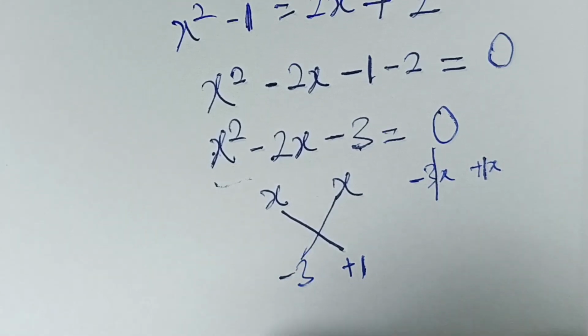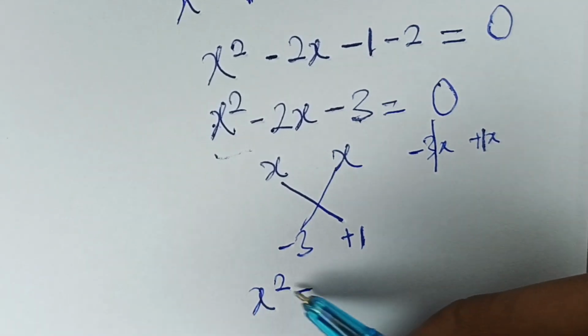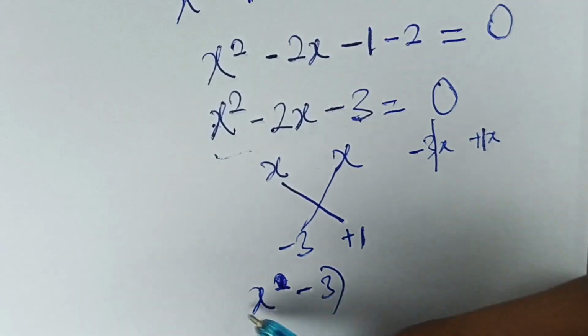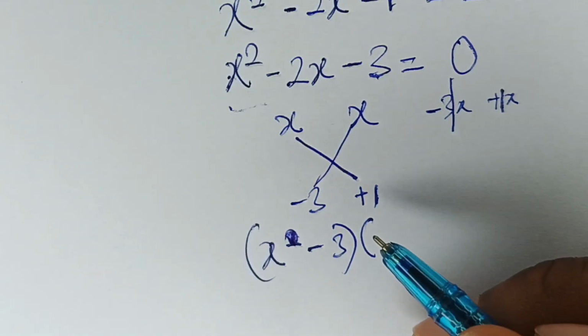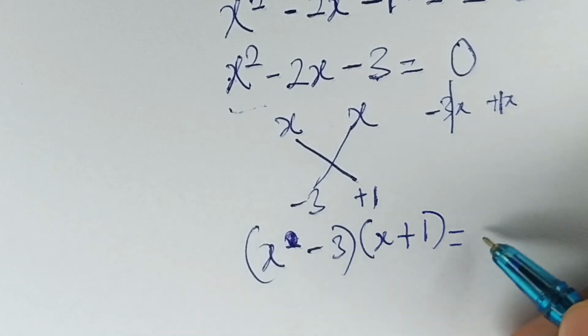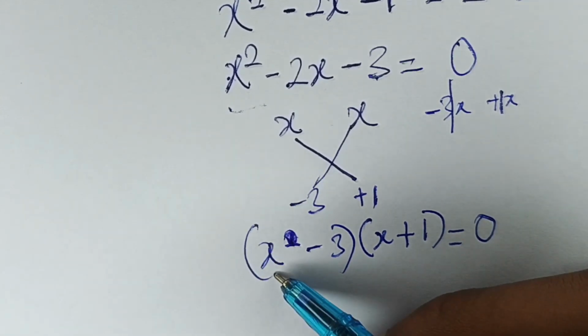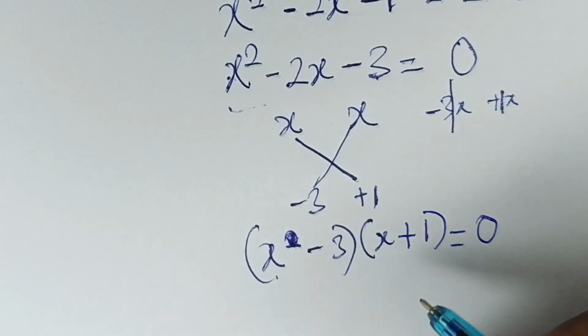Okay, so invariably what we have here is x minus 3 into x plus 1, and it's equal to 0. So when the product of two things is equal to 0, it's either the first one is equal to 0 or the second one is equal to 0.